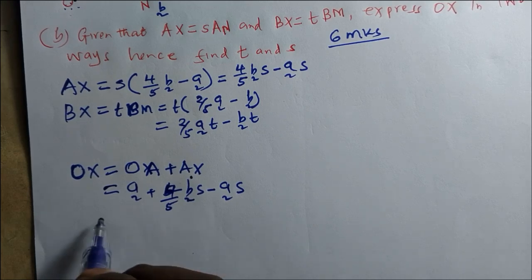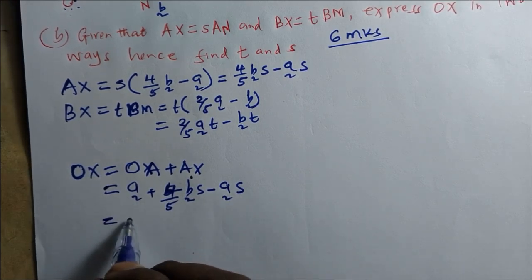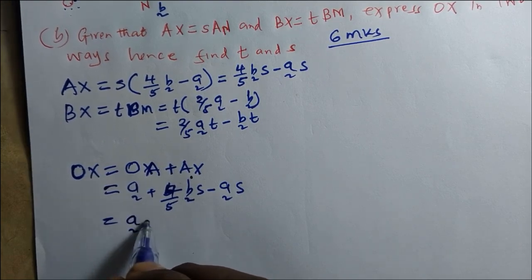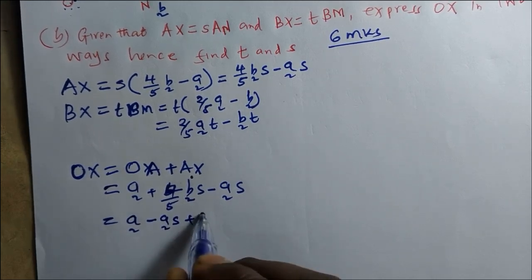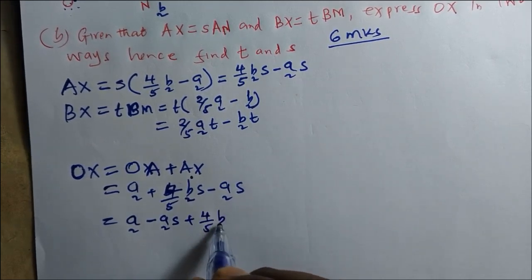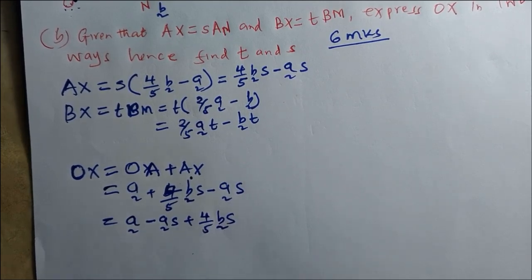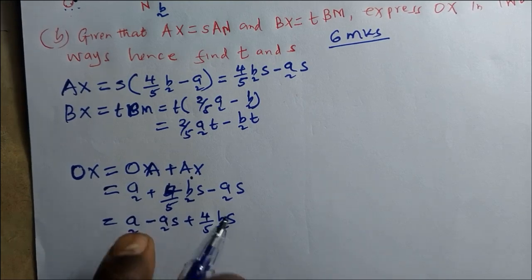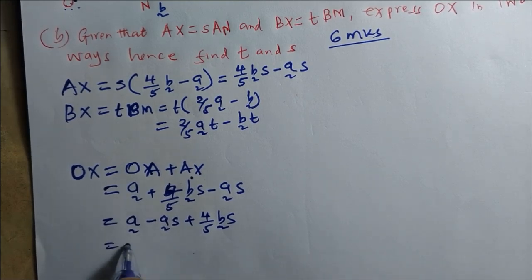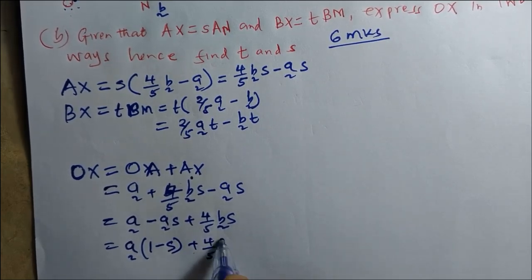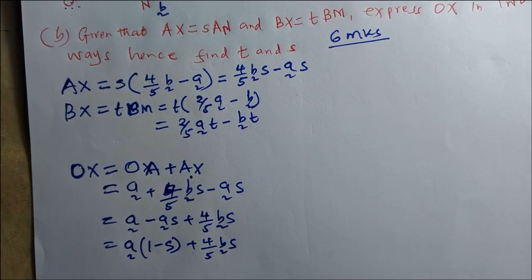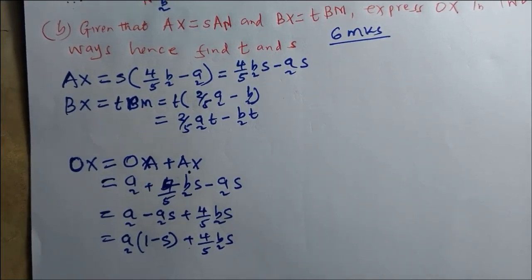We can simply bring this one together. This one will be A, like terms, minus AS plus 4 over 5 BS. Let us make it even simpler. We will put A outside, and then 1 minus S, plus 4 over 5 BS. That one becomes simple, and it's going to help us to get now.